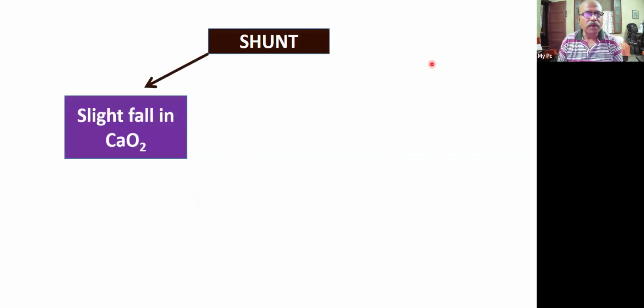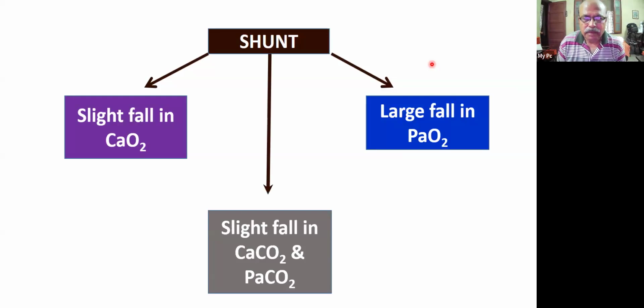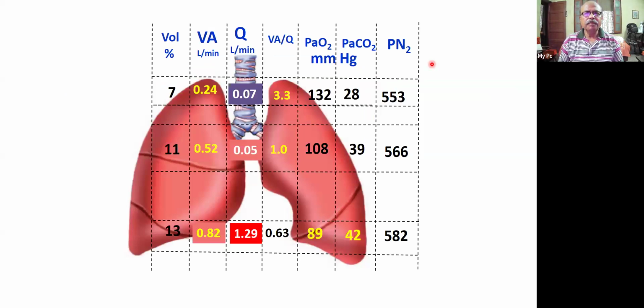So what is the shunt doing? The shunt is having only a slight fall in the oxygen content, but a drastic fall in the partial pressure of oxygen, and only a slight or minimal fall of the carbon dioxide content and partial pressure of carbon dioxide. Now, if you look at this again, you have the apex and the base, and you can see the alveolar ventilation that I told you.